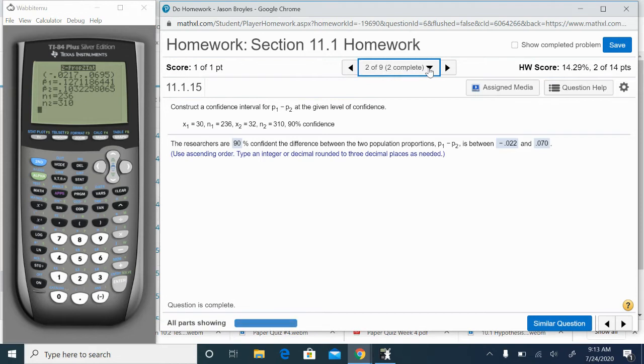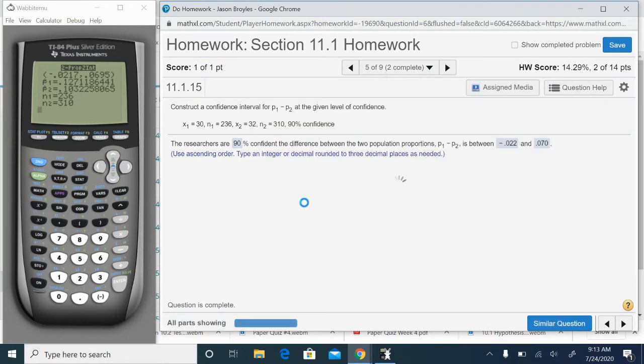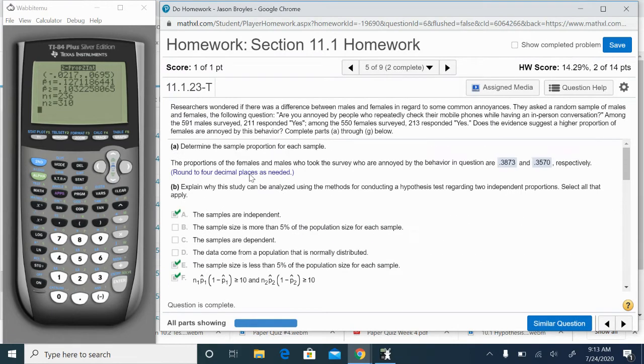The other type of problem, the tougher problems in this section, are dealing with the testing, the 2-prop z test. Let me show you one of those. This is kind of a long one. So they're trying to compare the annoyance levels of males versus females, talking about people checking their cell phones while they're having a conversation. So the first thing to be careful of in this problem is the proportions.